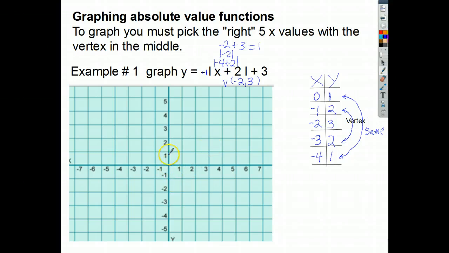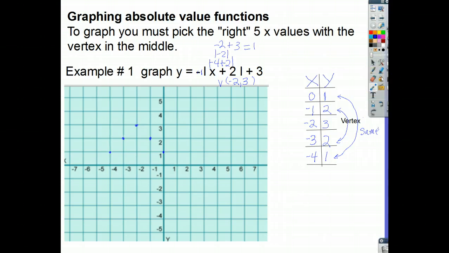All right, now we're going to graph our points. So let's find 0, 1. That's a point on my V. -1, 2, another point on my V. -2, 3. -3, 2. -4, 1. And now we'll draw a line. And here is what this looks like. So there's our V.